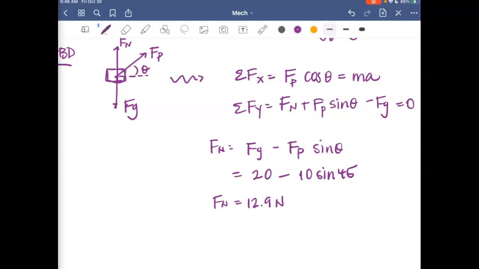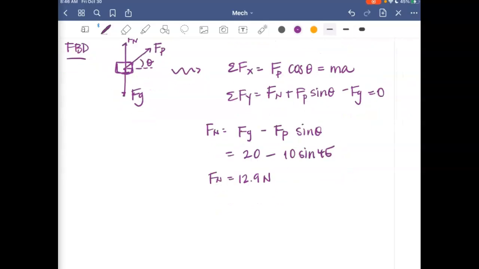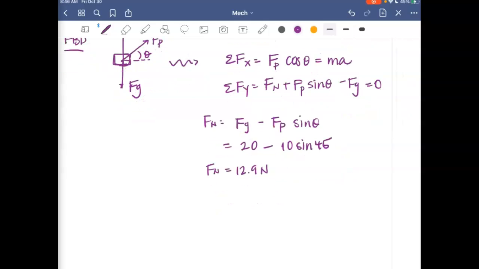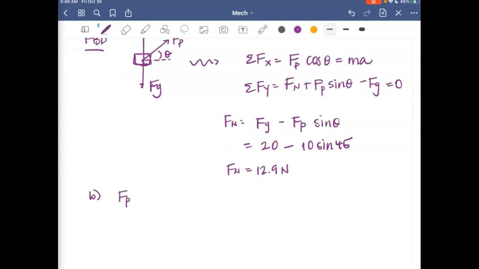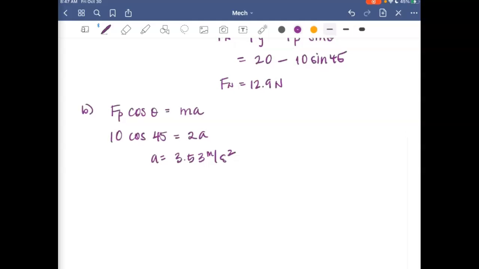Part B, we want to determine the acceleration of the system. The net force, the pull force times the cosine of the angle, will equal ma. So 10 times the cosine of 45 equals 2 times a, and we can find the acceleration, which should be about 3.53 meters per second squared. This is all old stuff. So what's the point?